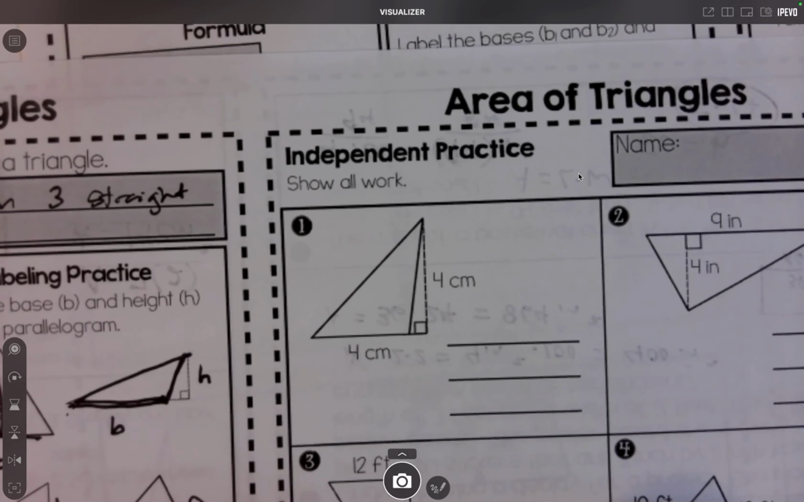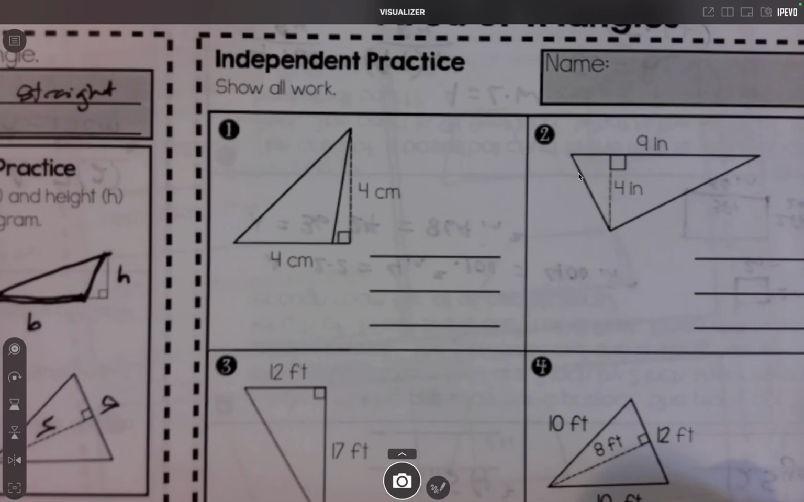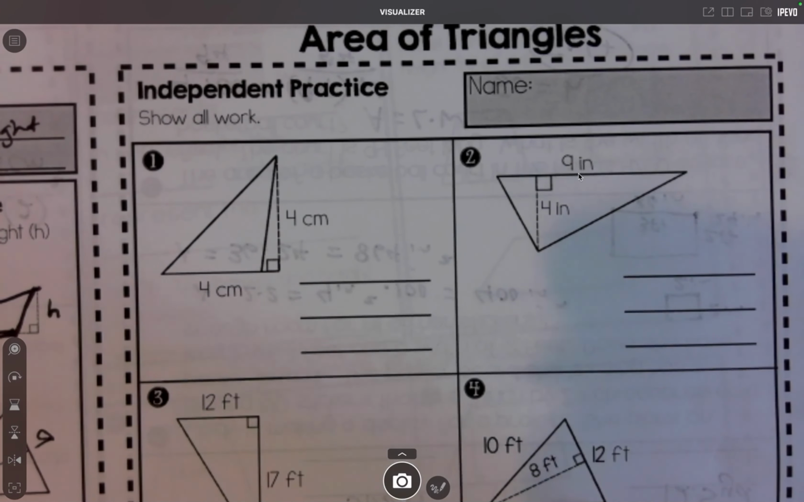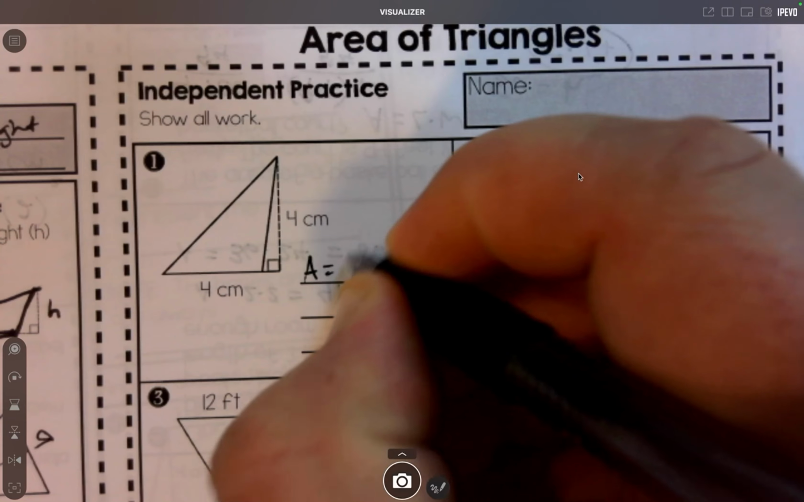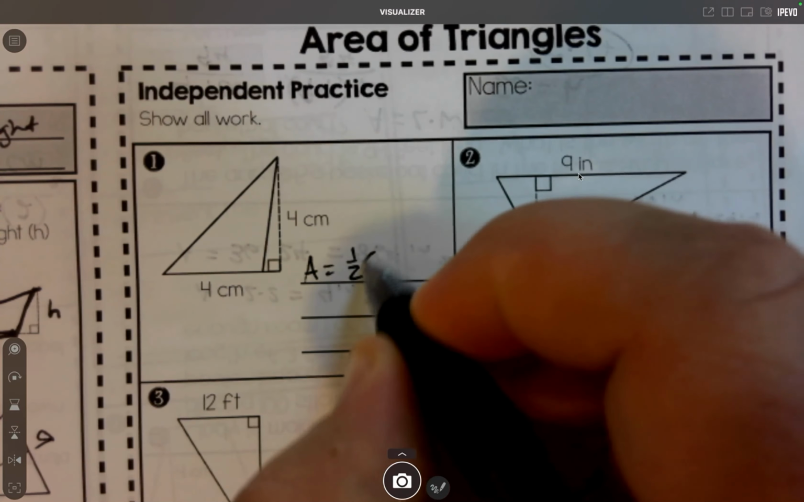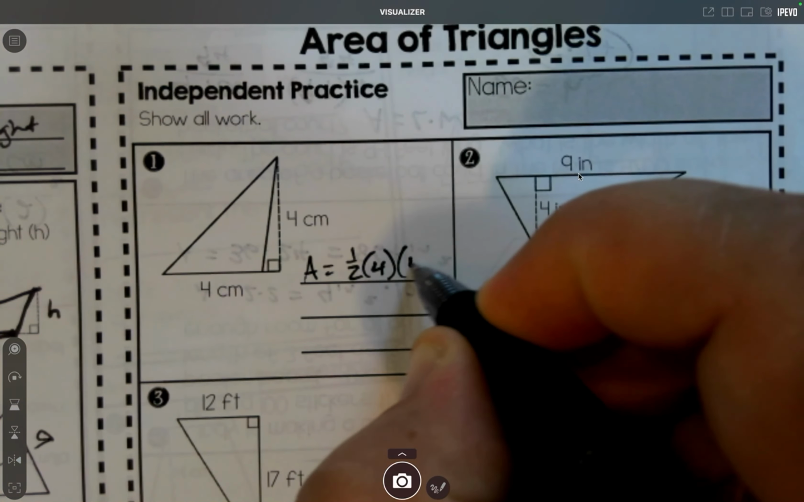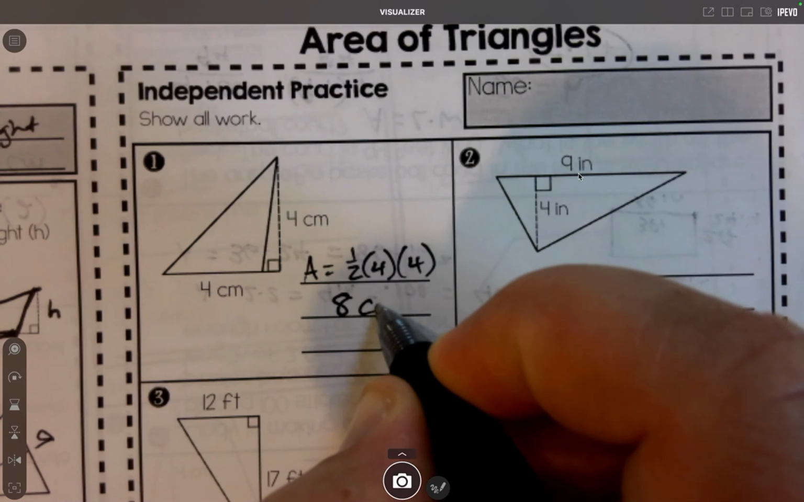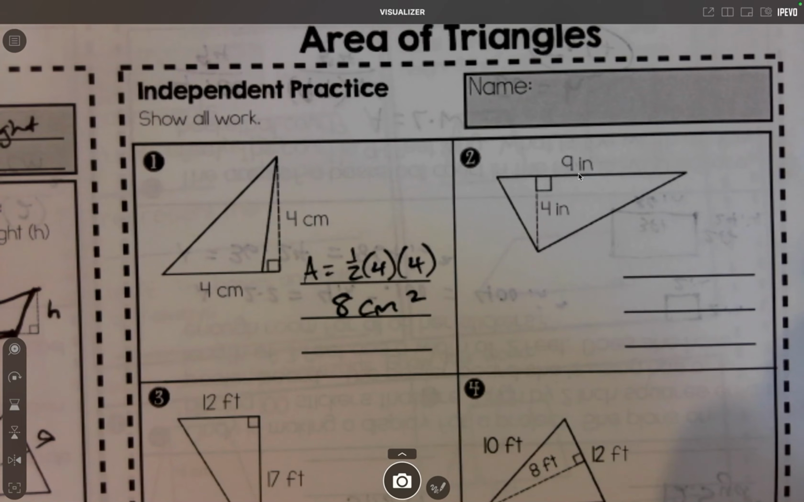Okay, if you feel good about this, I encourage you to skip forward to the last shape, the trapezoids. But if you want to see more practice, I'm going to do the rest of these problems. We'll do area equals 1/2 times the base, 4, times the height, 4. 1/2 of 4 is 2. 2 times 4 is 8, so we get 8 square centimeters.